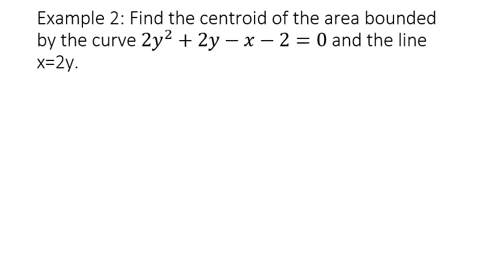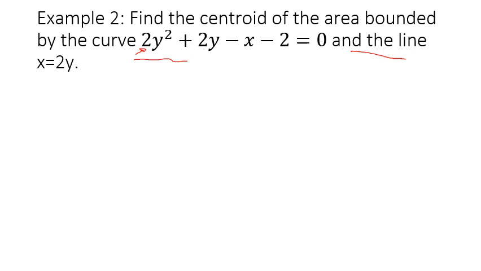So let's try to find the centroid of the area bounded by the curve 2y squared plus 2y minus x minus 2 is equal to 0 and the line x equals 2. So the first thing that you need to do is to get the vertex and other details of our graph.